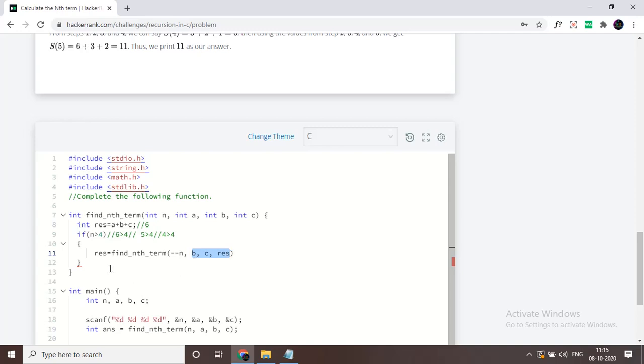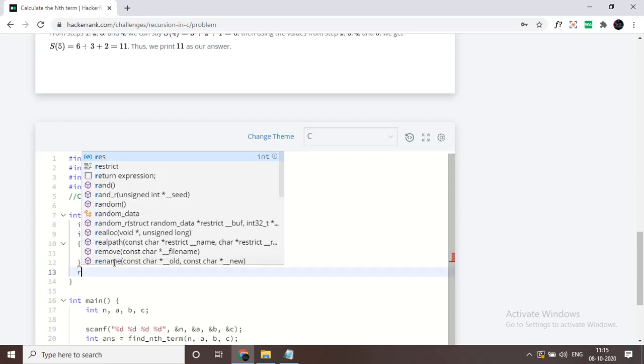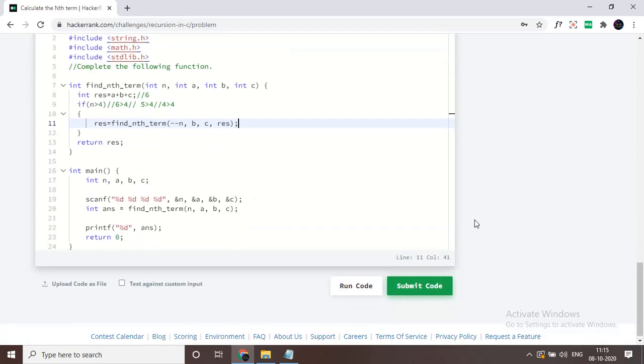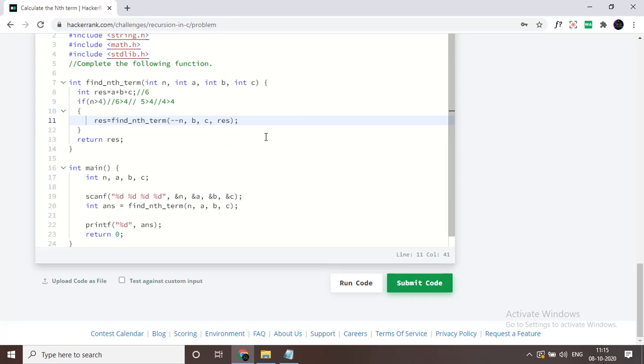This is going to be repeated up to a certain limit. I'm going to return RES like this. Return RES. That's it. I'm going to put a semicolon here. Nothing else. There are no errors at all. This is the program. First I'm going to explain it.